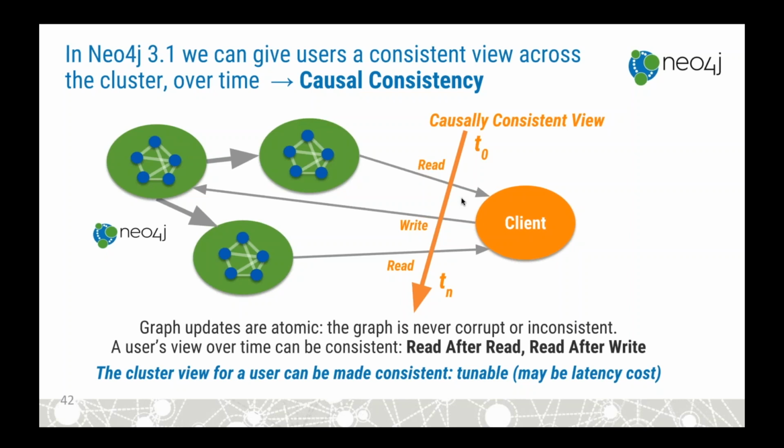In order to do that, we may have to cause slight delays in access to make sure the replica we're using is up to date from the perspective of that user. That's usually not true, but it may occasionally occur. And so this is a tunable behavior. It's not something you have to have. You can choose the pre-existing eventually consistent behavior, but there may be some latency cost.